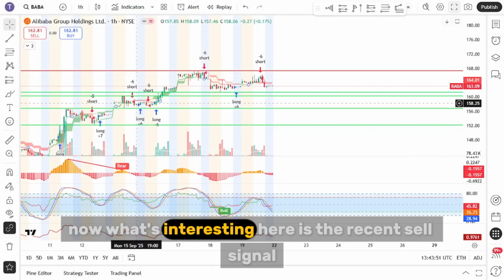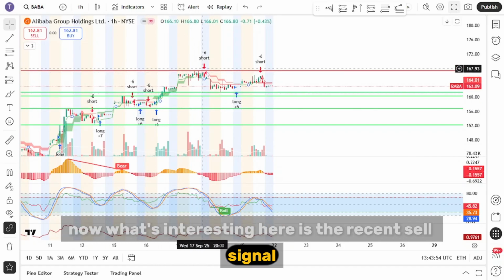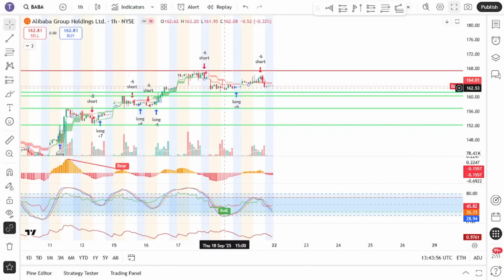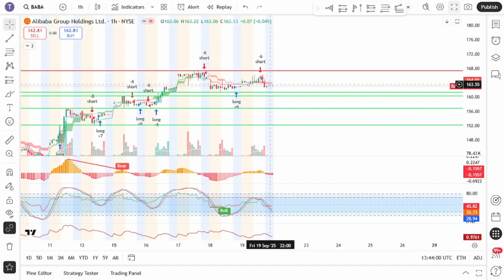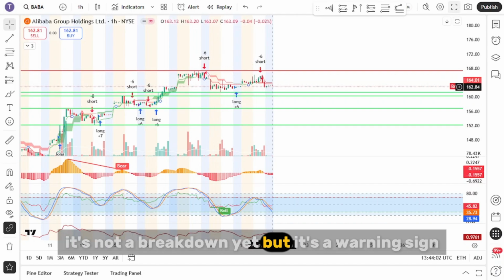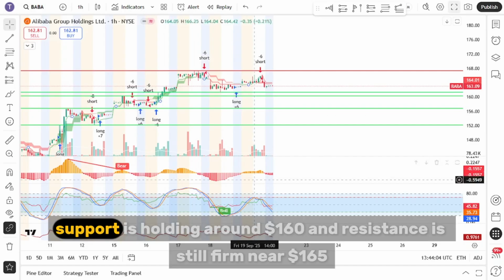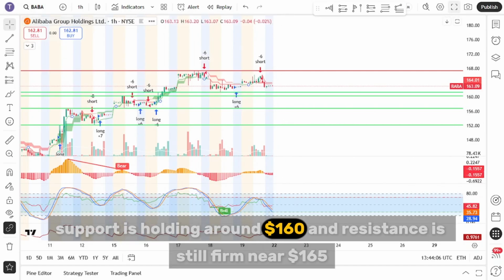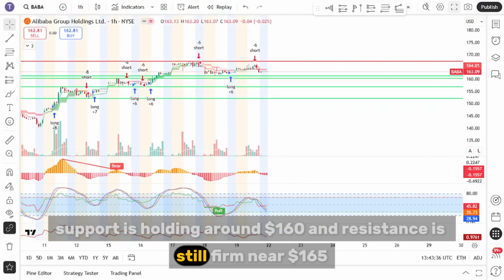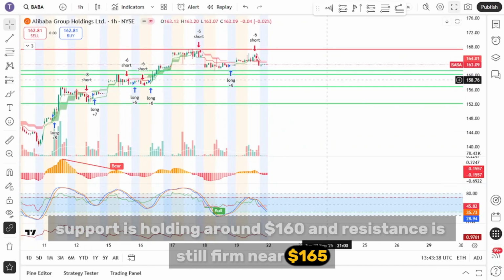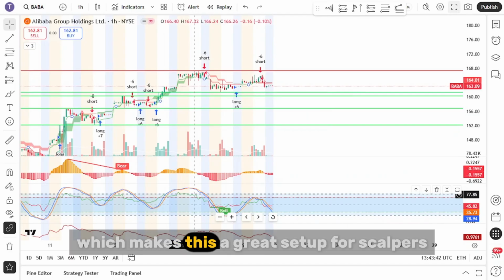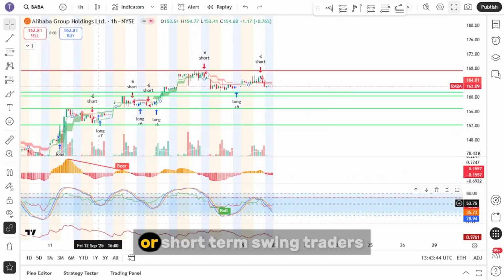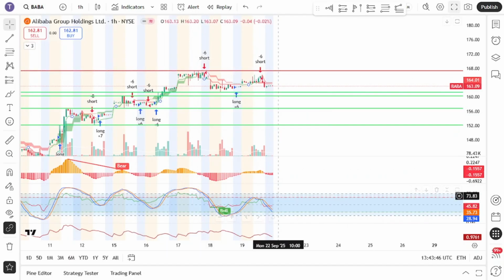Now, what's interesting here is the recent sell signal that lines up with a small rejection from resistance, and we're seeing a few red candles forming. It's not a breakdown yet, but it's a warning sign. Support is holding around $160, and resistance is still firm near $165. The price is bouncing between these zones, which makes this a great setup for scalpers or short-term swing traders.